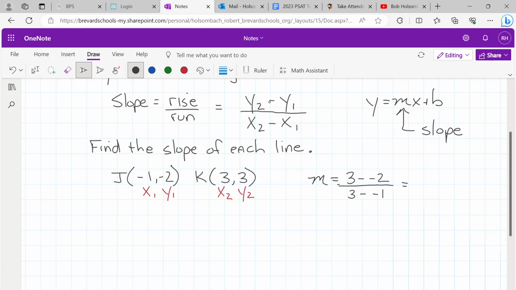Now look, the formula is always subtracting. So be careful when your values are negative, because you're subtracting a negative. And when you subtract a negative, you change the symbol and you change the sign. So 3 minus negative 2 is the same as 3 plus 2. You get a 5. And 3 minus negative 1 is the same as 3 plus 1, which is 4. So the slope of that line is positive 5/4.